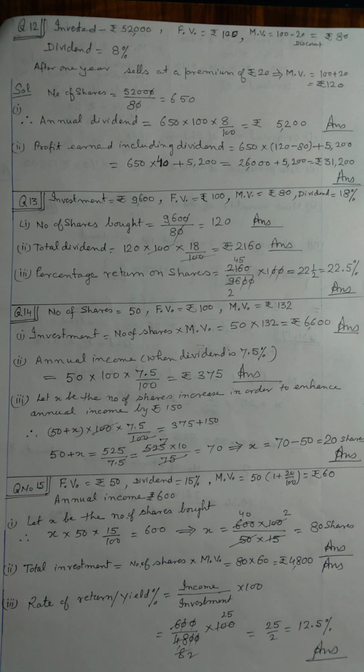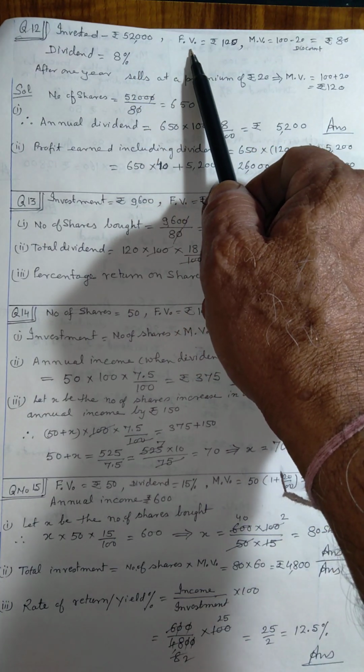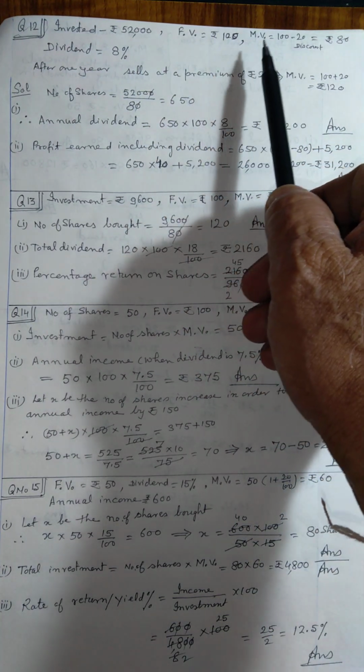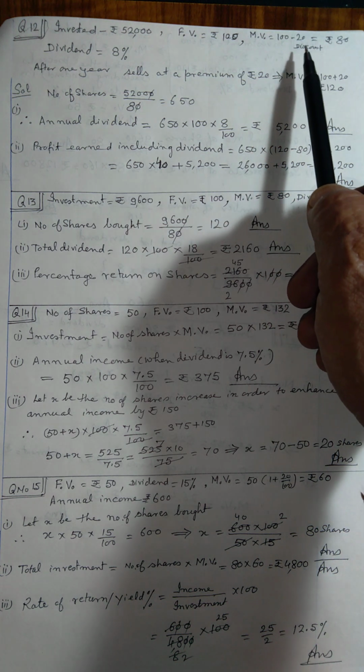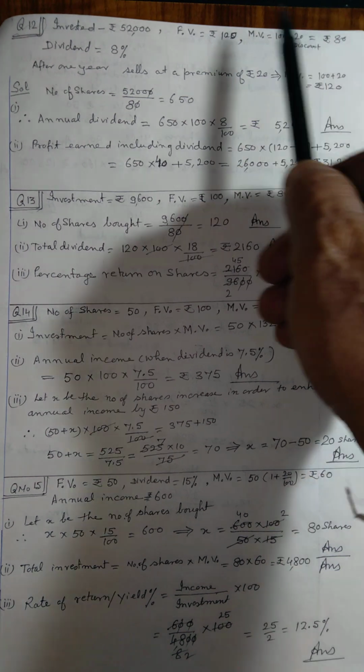Do the self-evaluation and revision chapter 3 of ICSE class 10th mathematics. Question number 12. Investment is given, that is 52,000. Face value is rupees 100. Market value is, after discount, it will be equal to 80 rupees.